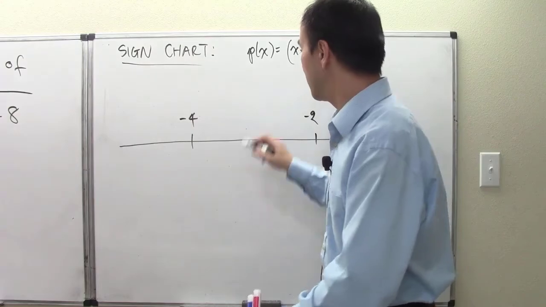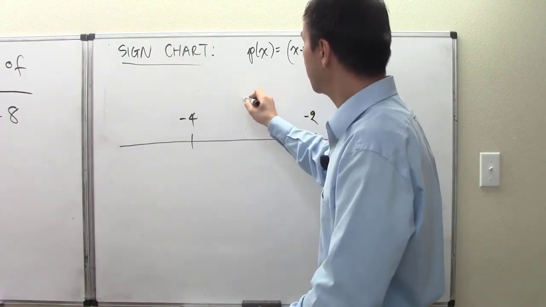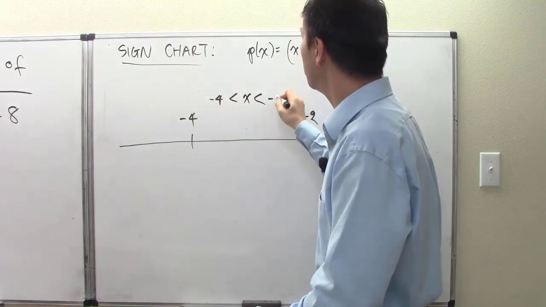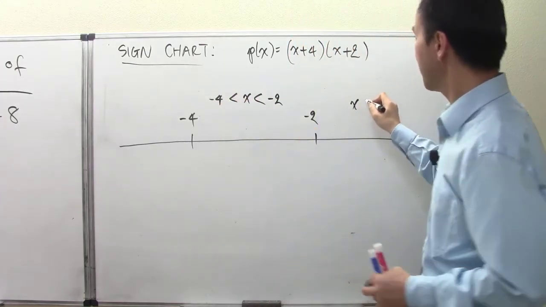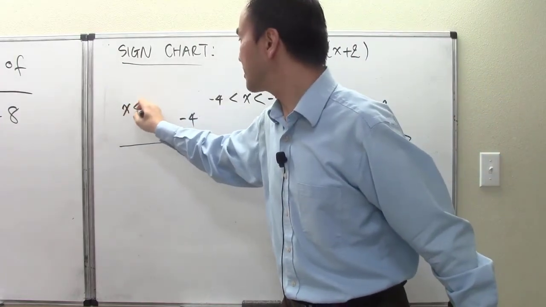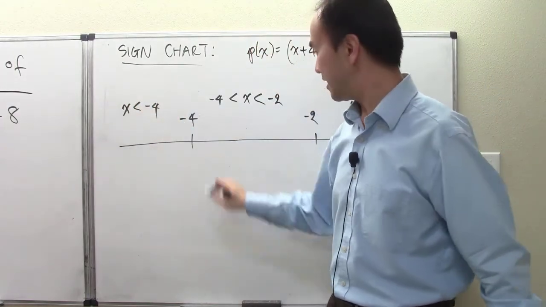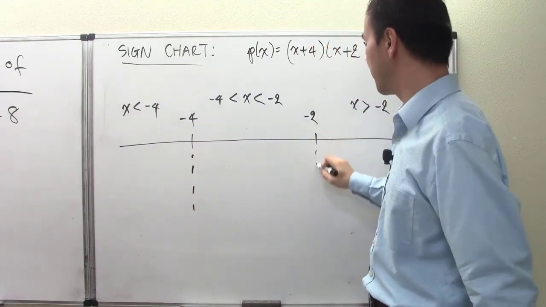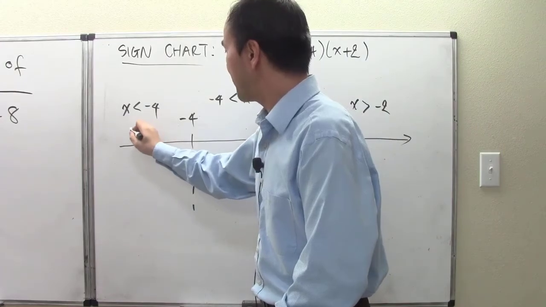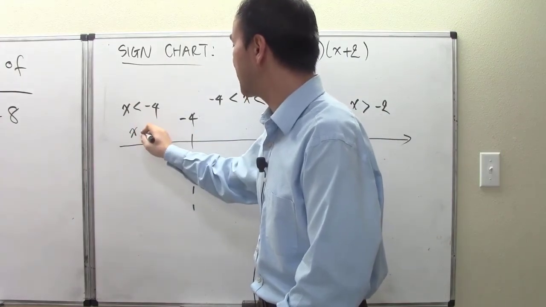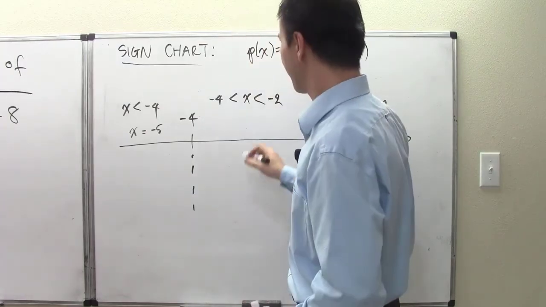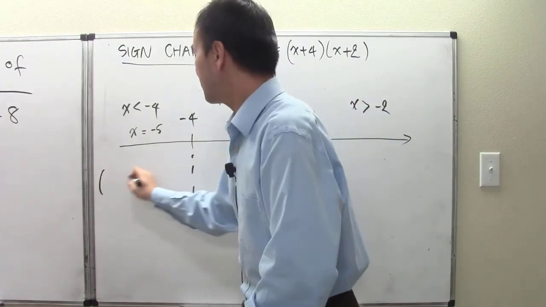Now this interval in between is any x value strictly between -4 and -2, and here is for all the x values greater than -2, and this interval is for those x values less than -4. Once again, just like how we've been doing the sign chart, I'm going to pick an x value here. Less than -4 means I'm going to pick x equals -5. That's just my choice.